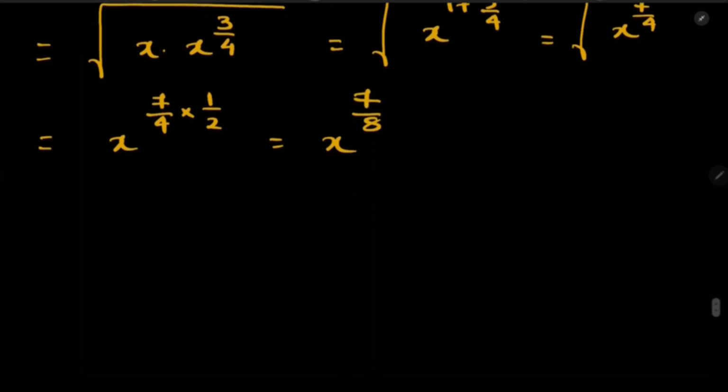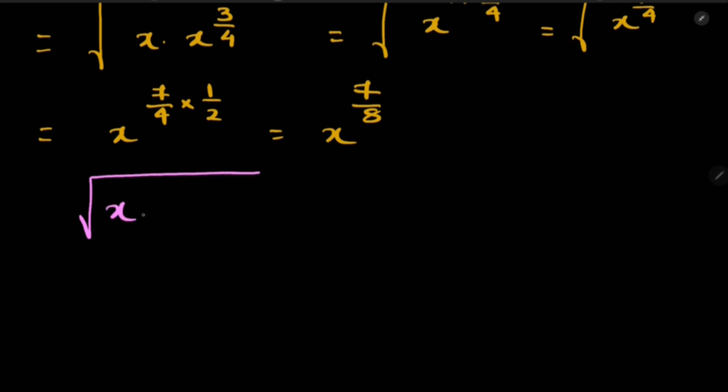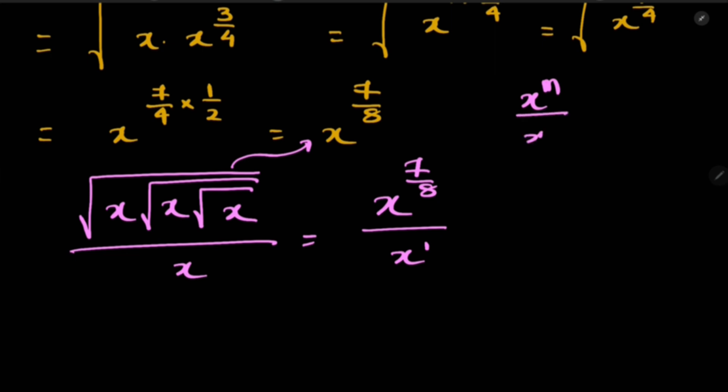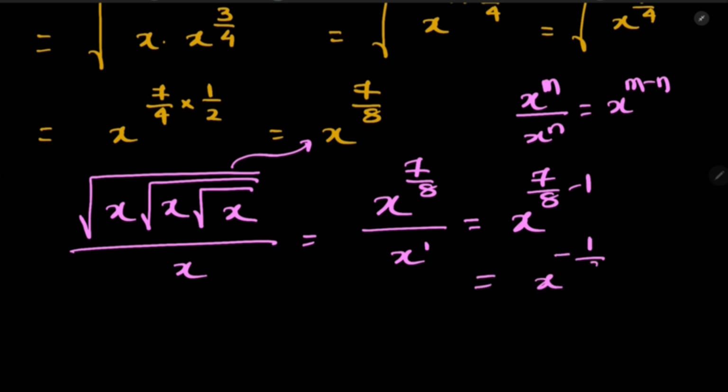Hence the question is square root of x multiply with square root of x multiply with square root of x divided by x. And now we know the value for this is this one, then we can write it as x to the power 7 by 8 divided by x to the power 1. As we know, x to the power m divided by x to the power n is equal to x to the power m minus n. We can write this as x to the power 7 by 8 minus 1, that is equal to x to the power minus 1 by 8.